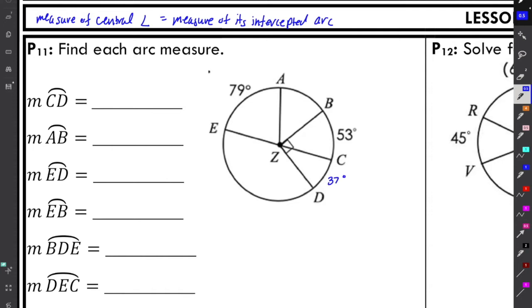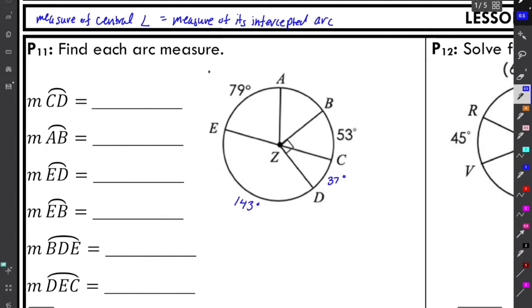I also notice that EC is the diameter, so arc EDC right here is 180 altogether. So we can find arc ED by doing 180 minus 37, which gives us that it's 143 degrees.